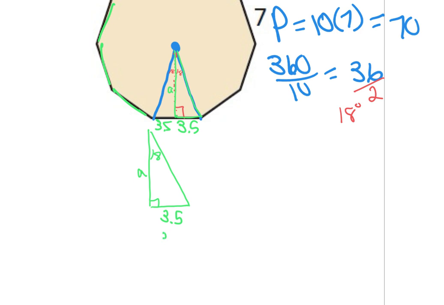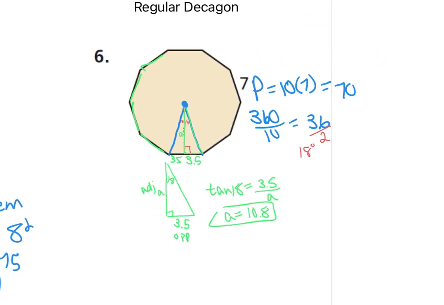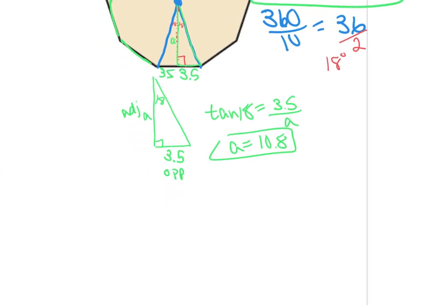So I've got opposite and adjacent, which means the tangent of my angle is going to be opposite, which is 3.5, over my adjacent, which is my apothem. And again, variable on the bottom means we divide 3.5 divided by the tangent of 18. So we're going to get that our apothem, in this case, is 10.8. So now the two pieces of information we need: the perimeter we found really easily up here, and then the apothem is 10.8.